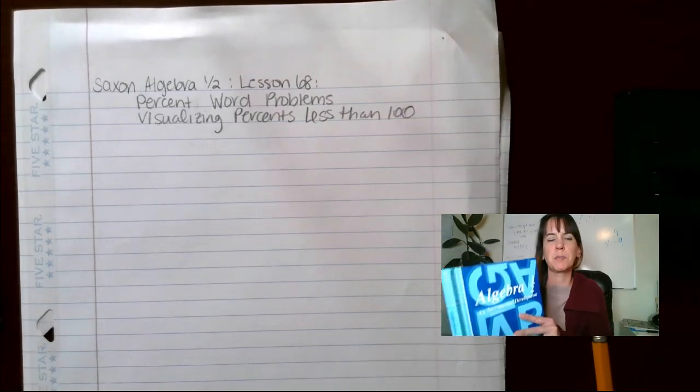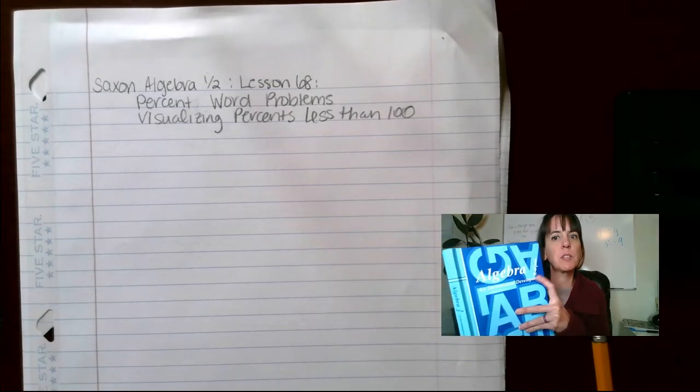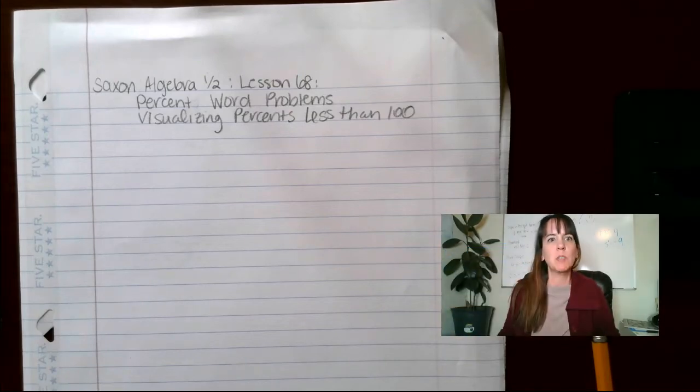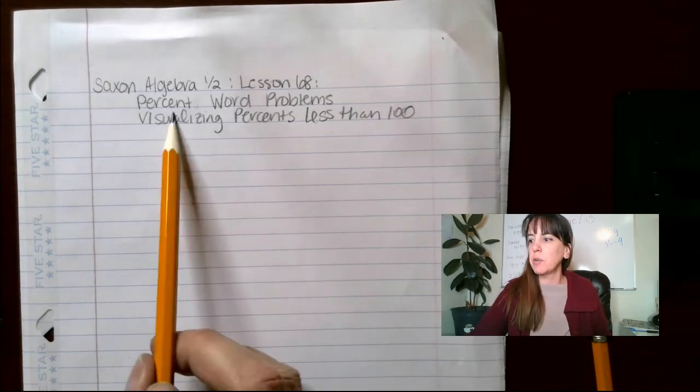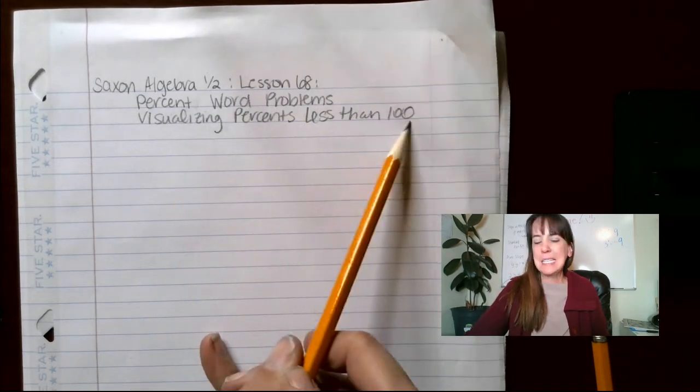Algebra, pre-algebra, Algebra 1/2, 3rd edition, Saxon book. We're talking today about lesson 68, which is on page, I should have been prepared on this, wrong page, 214. So we're gonna jump right into it. Percent word problems, visualizing percents less than 100.